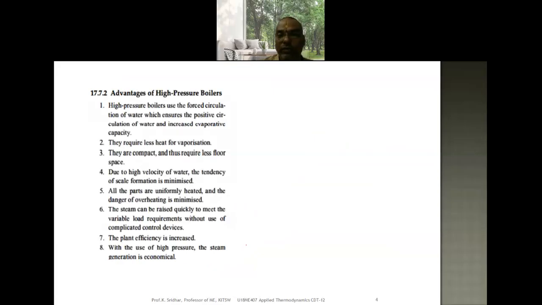And what are the advantages of the high pressure boilers? They require a much lesser heat of vaporization. So from the features we discussed, a very small amount of heat input is required in the boiler, because of which heat input will be less and efficiency will be high. They are very compact and require less floor space, and due to the high velocity of the water, the scale formation is minimized. It is the biggest advantage, because scale formation is the biggest problem in most thermal power plants, where the hardness of the water is very high.